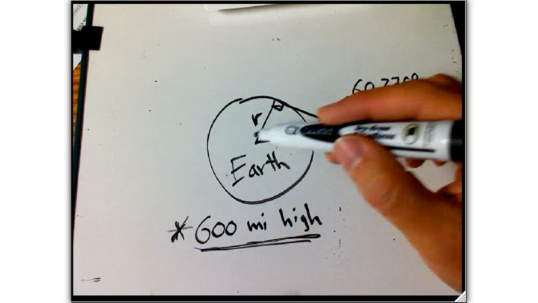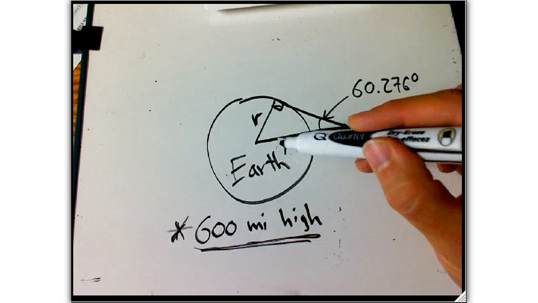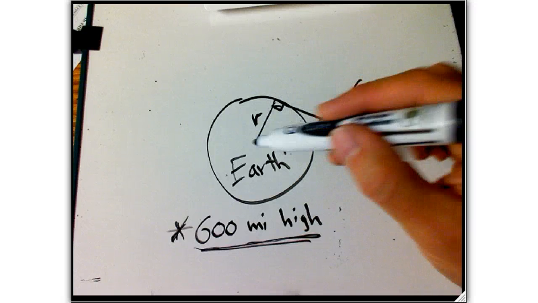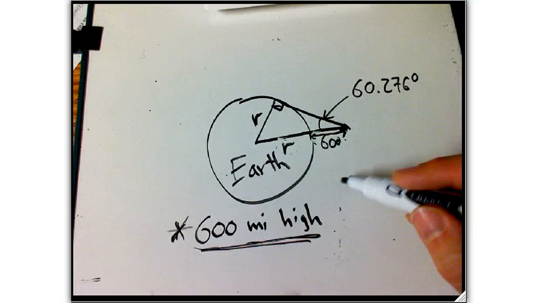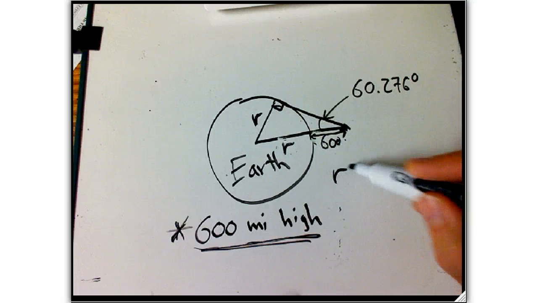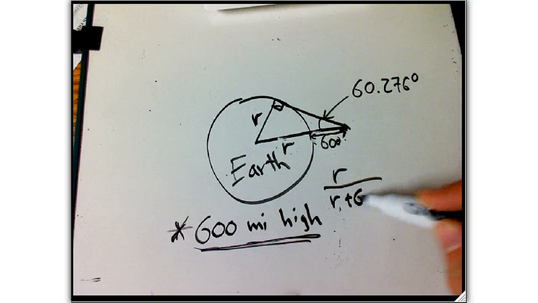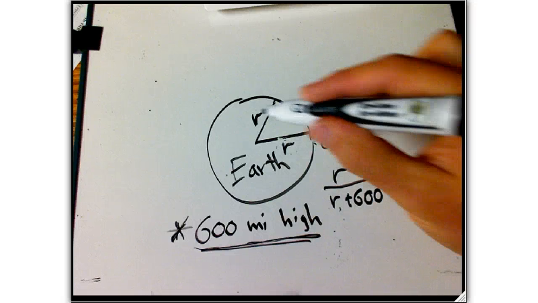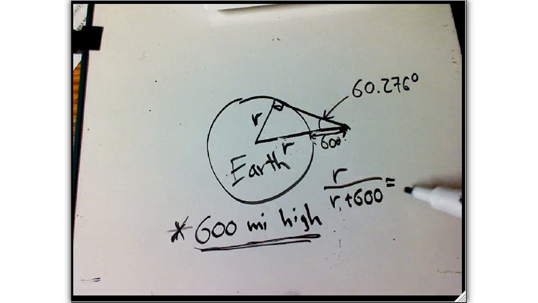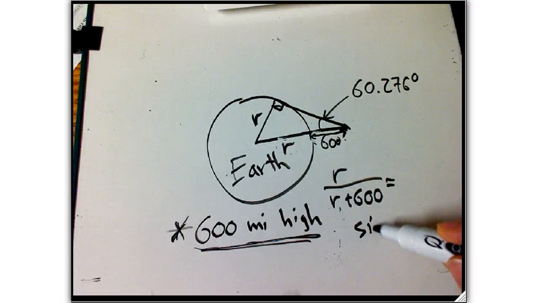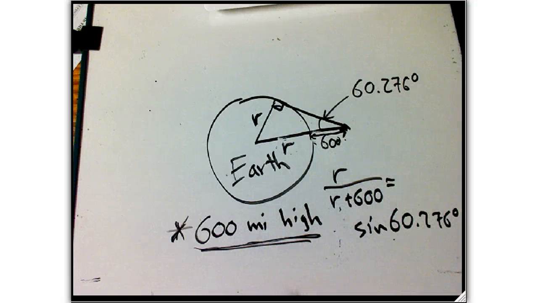Well, that's okay, because if this is r, then this is r as well. And so r and r plus 600 are going to show up in the triangle. So we're going to have opposite over hypotenuse compared to this angle. That's the opposite, that's the hypotenuse, is equal to the sine of 60.276 degrees. That's something we can solve, and I'll just do it real quickly because I pre-prepared it.